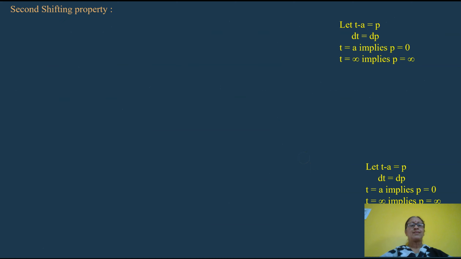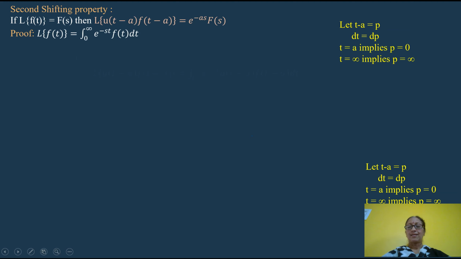Now we can define the second shifting property as: if L of f of t equals F of s, then L of u of t minus a, f of t minus a equals e power minus as F of s. We can derive this using the basic definition of Laplace transform. Replace f of t by u of t minus a into f of t minus a. Then we get this step: Laplace transform of u of t minus a f of t minus a equals integral 0 to infinity e power minus st into u of t minus a f of t minus a dt.